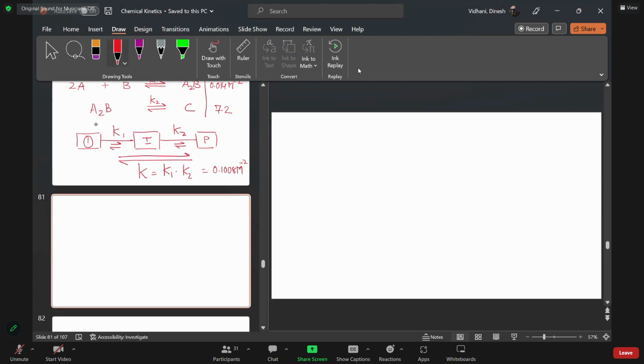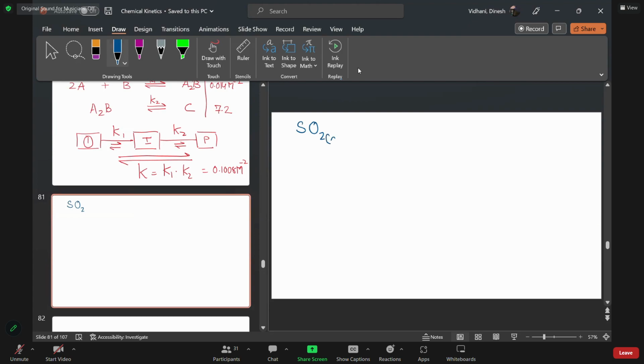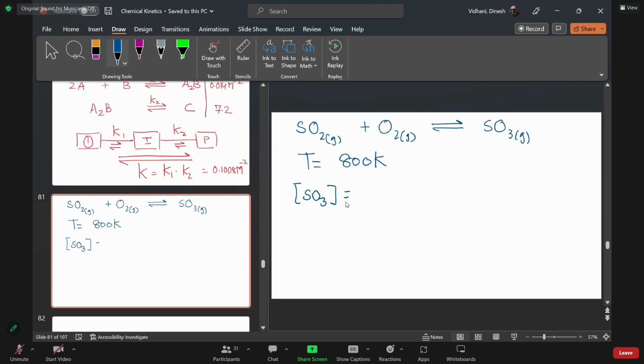This is for Kc and Kp. If you are given sulfur dioxide gas, and that reacts with oxygen in gaseous form at equilibrium, you have sulfur trioxide gas that's given to you. Suppose I give you temperature as 800 Kelvin, and suppose the concentration at equilibrium of sulfur trioxide is 5 10 to the power -2 molar.